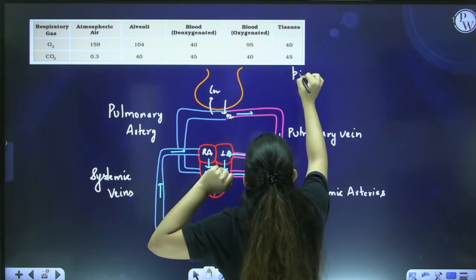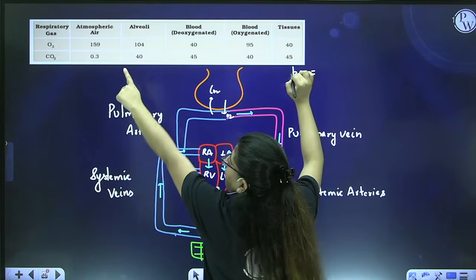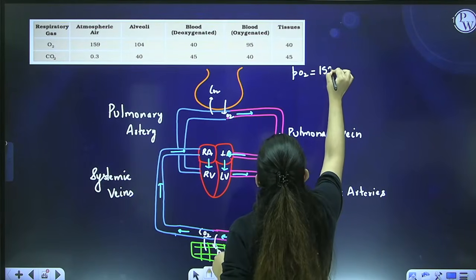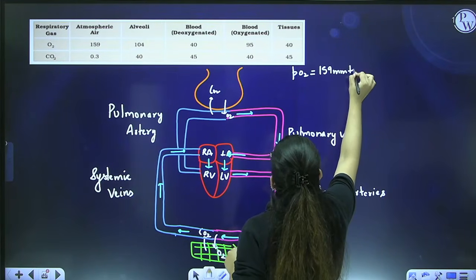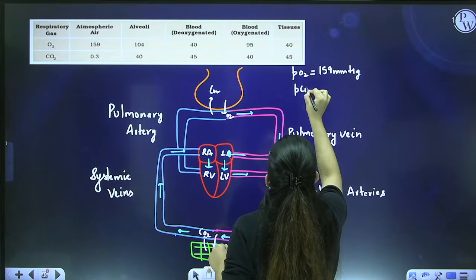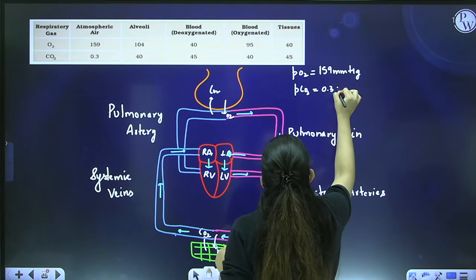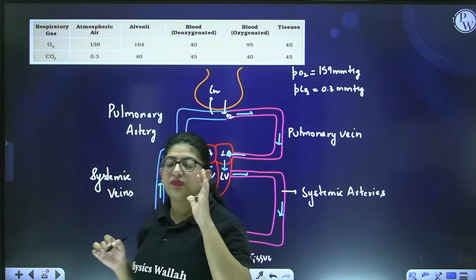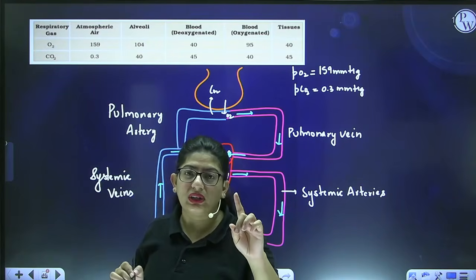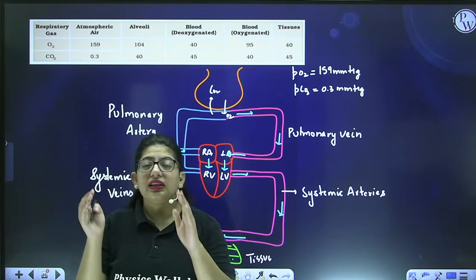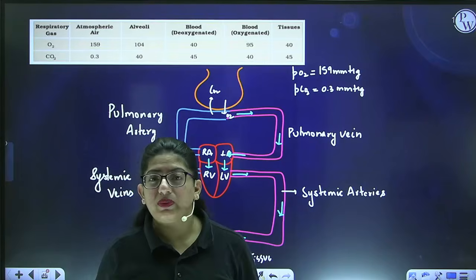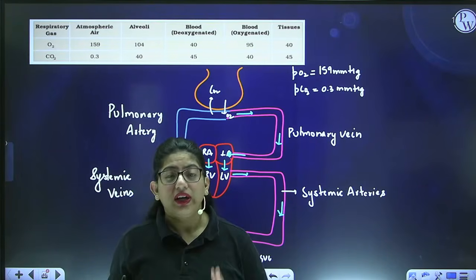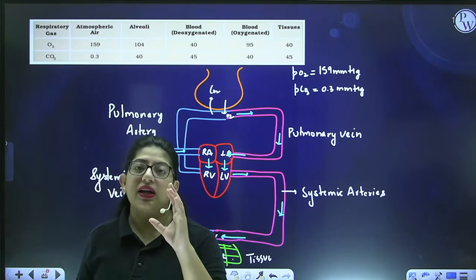We say that in the atmosphere, the partial pressure of oxygen is 159 mm of mercury, whereas the partial pressure of CO2 is 0.3 mm of mercury. And you all know the exchange of gases takes place based on only one phenomenon. And what is that? The difference in the partial pressure, or the pressure gradient. So the pressure gradient will lead to the exchange of gases.